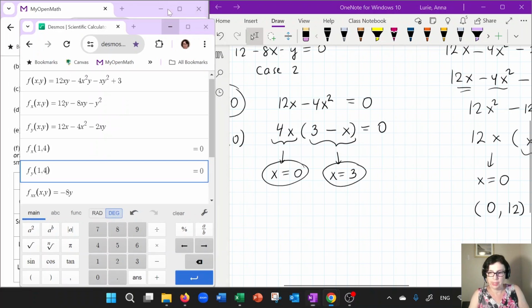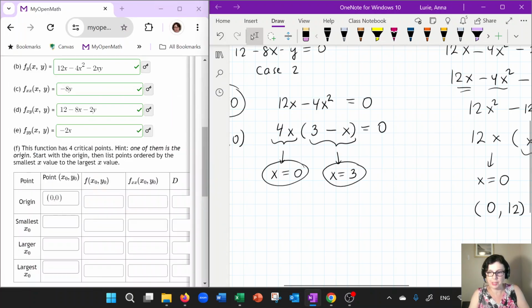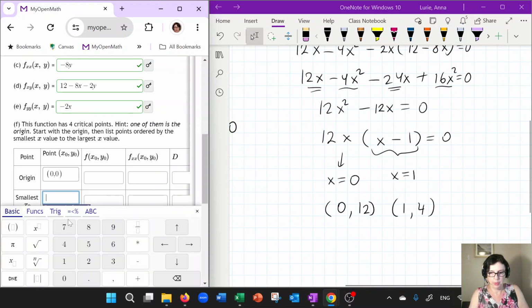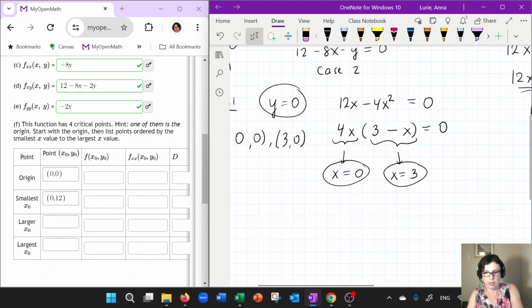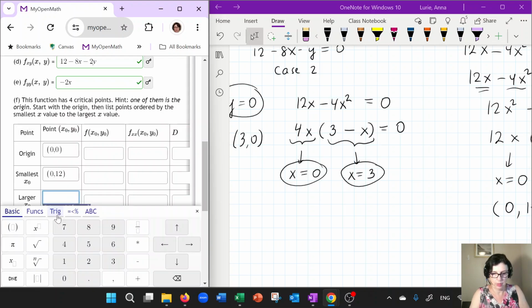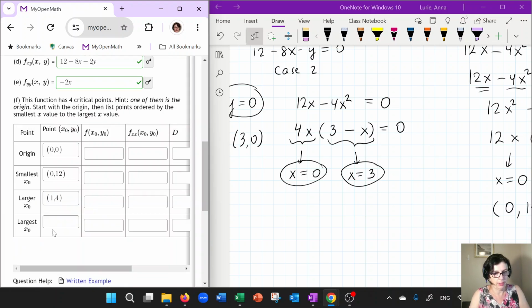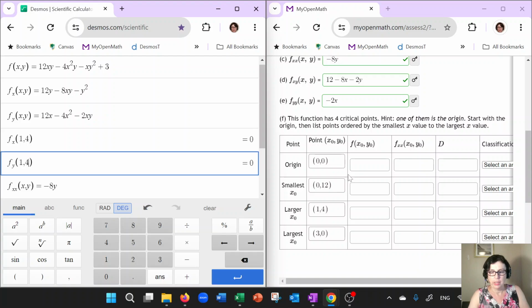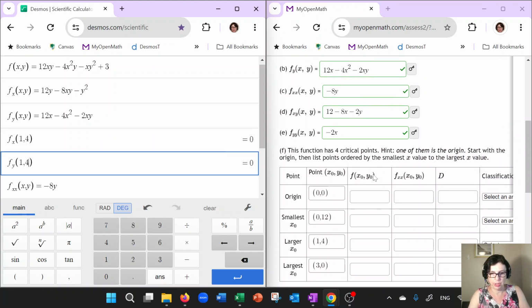Okay, so let's see if we can put them there. Now, from the smallest x value, I think that should be probably 0, 12. We have also 1, 4, and 3, 0. So I think the next one would be 1, 4, and finally 3, 0 over here. All right, so I just need to fill out this whole table.